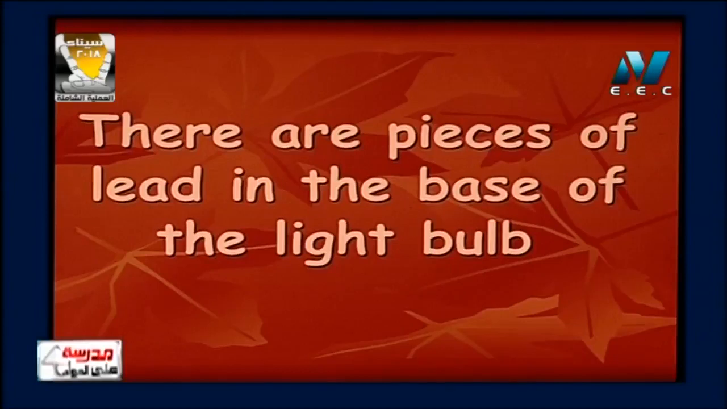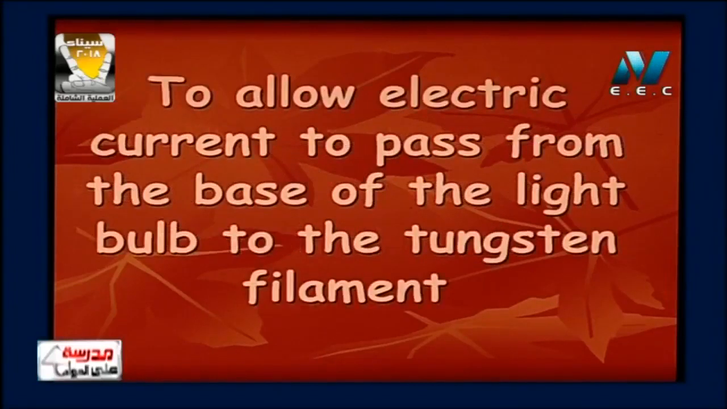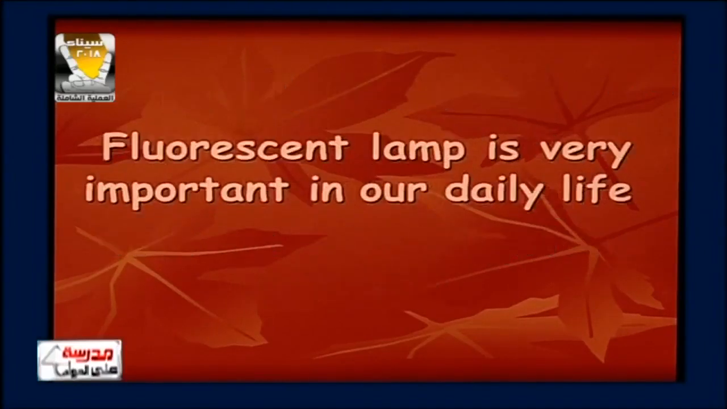Sometimes there are two pieces in the two-side nail base, the bulb we call the nail bulb. But there is one piece only of lead in the bulb we call spiral, or in the commercial way, the Alloz bulb, where there is only one piece of lead. Why is there a piece of lead in general? What is the function of the lead? To allow electric current to pass from the base of the light bulb to the tungsten filament.